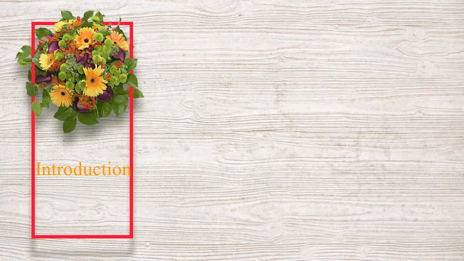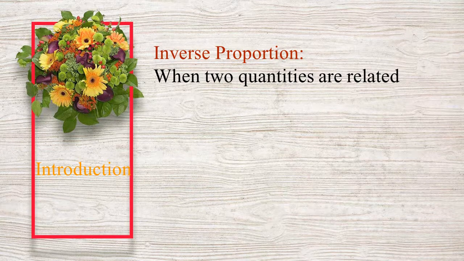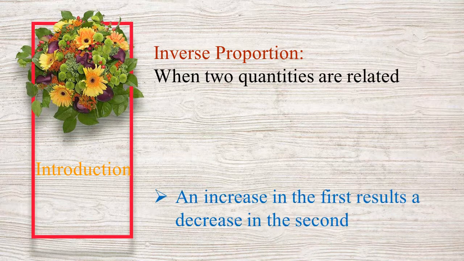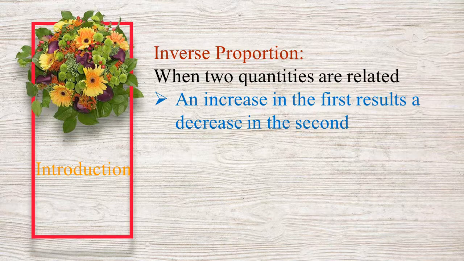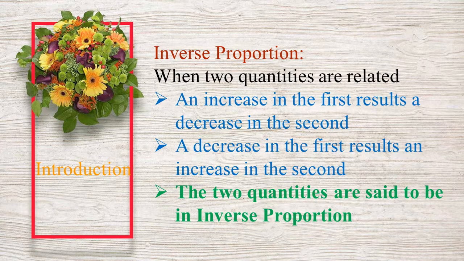Let's learn about inverse proportion. When two quantities are related, an increase in the first results in a decrease in the second, and a decrease in the first results in an increase in the second. The two quantities are said to be in inverse proportion.